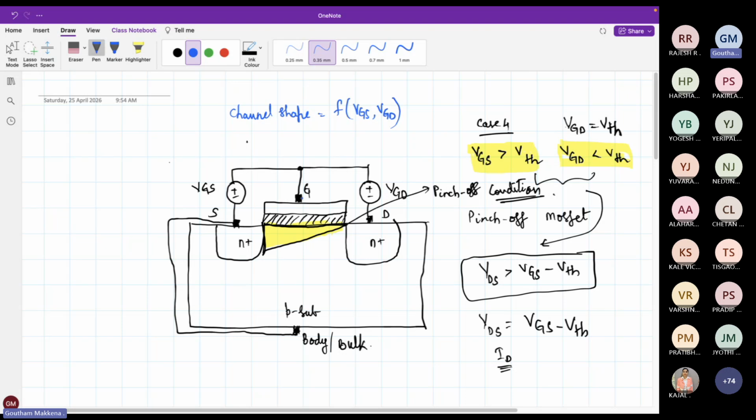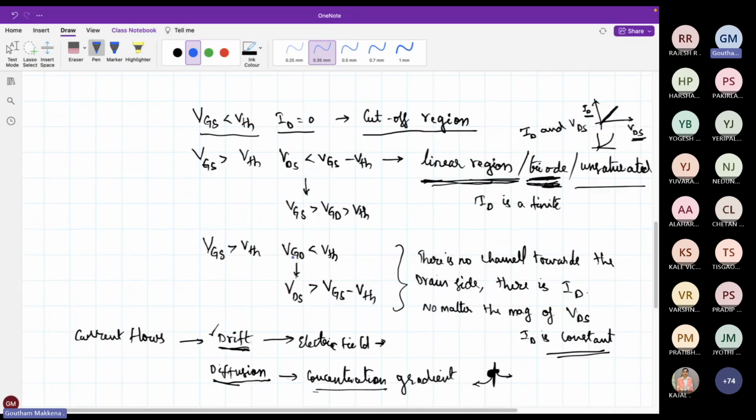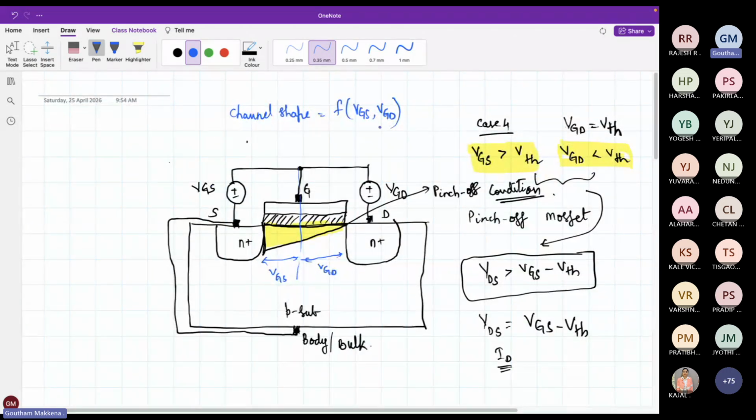Why? Because if you try to divide this channel into half, this half of the channel is governed by VGS and this half is governed by VGD. So then understanding this pinch off becomes very easy. That was the thing that I tried. Maybe I should have explained it in a better way. But yeah, what you told is right.